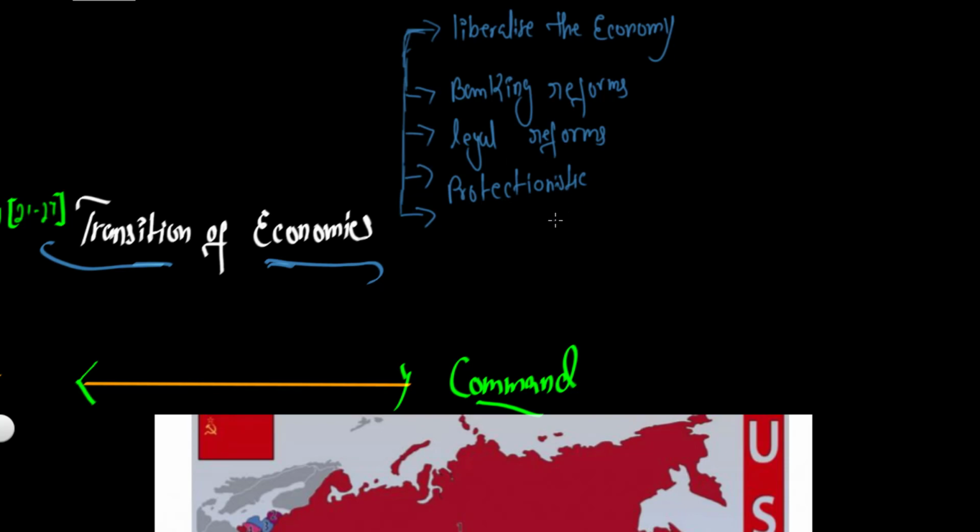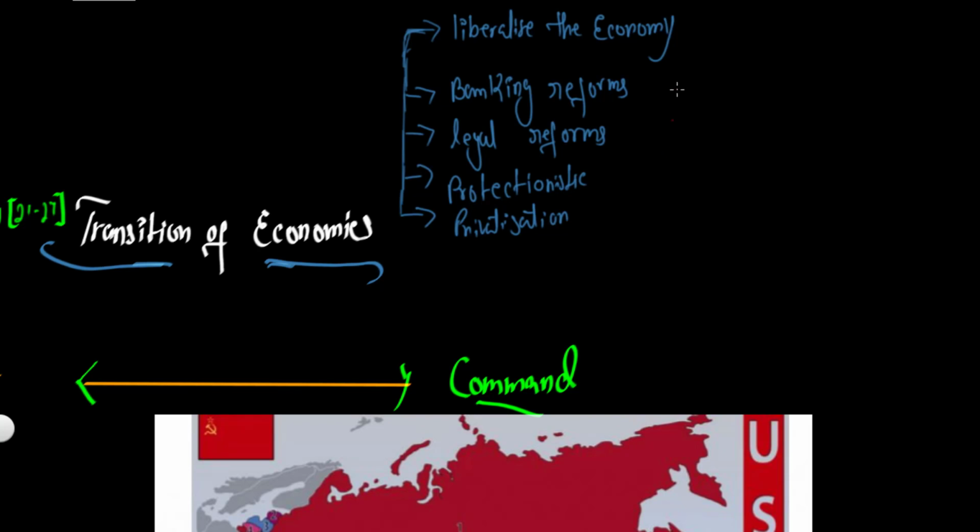The fifth and the last one, after liberalizing the economy, banking, legal, and protectionism, the last one remaining, I think, is about privatization. So selling off government companies to private ownership.